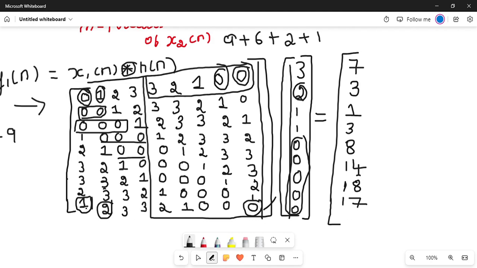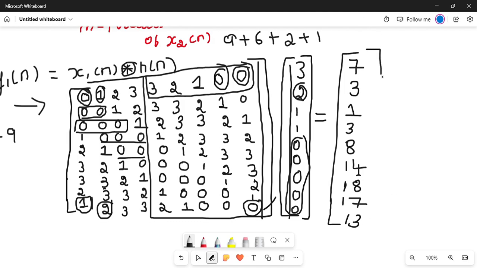And here, 1 into 3 is 3, 2 into 2 is 4, and 3 into 1 is 3 and 3 into 1 is 3, right? So here it is 3 plus 3 is 6, and here it is 6 plus 4 is 10, and 10 plus 3 is 13. Fine, okay. So you can check it out.